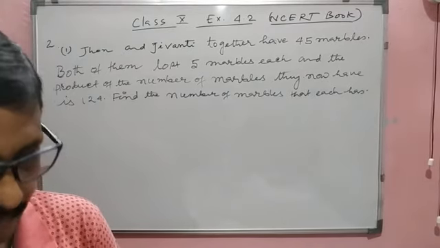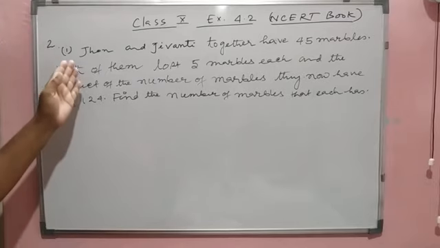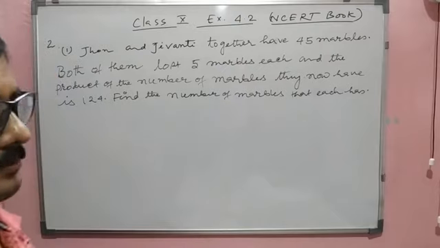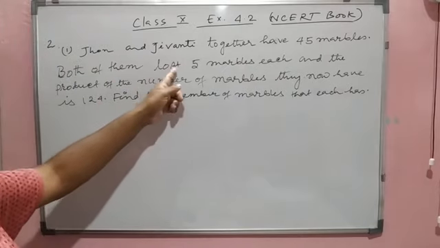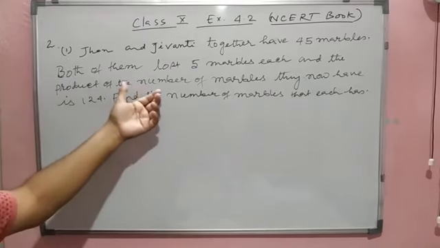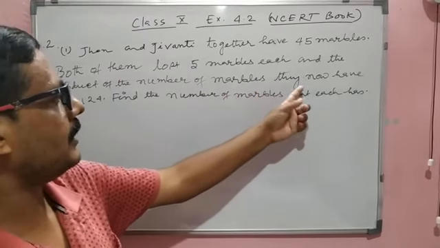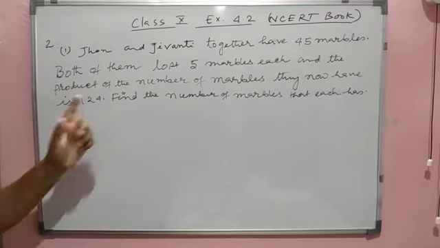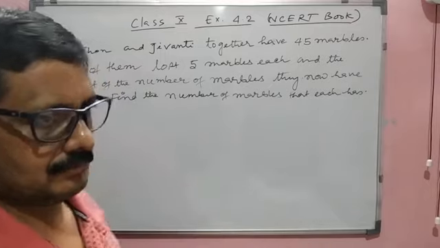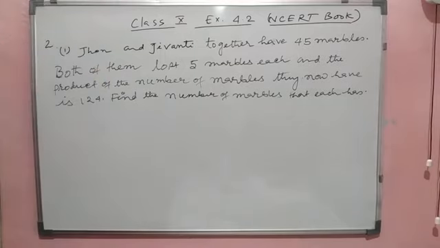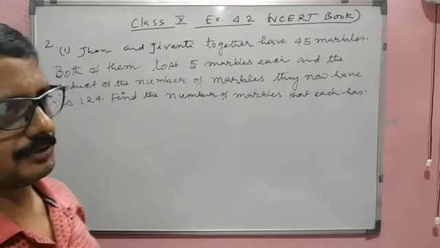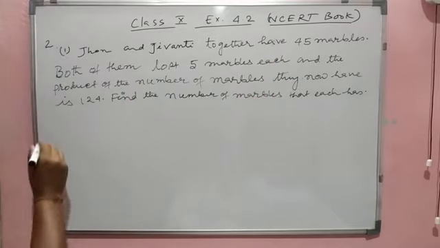So here I have written one question. John and Jivanti together have 45 marbles. Both of them lost 5 marbles each, and the product of the number of marbles they have now is 124. Find the number of marbles that each has. So this is the question. John and Jivanti together have 45 marbles. So, the solution.